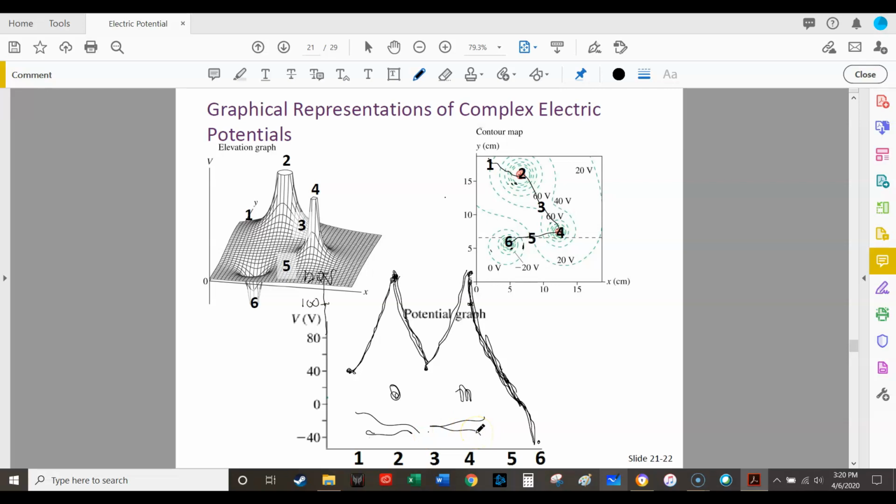Anywho, this is the interpretation if you walked this path. And you can kind of see, if you were looking from this direction, that it would look a little bit like a peak. And then to go from 4 to 3 to 5 to 6, now you're looking in this direction at this mountainside. So, that's how to interpret voltage lines as heights.